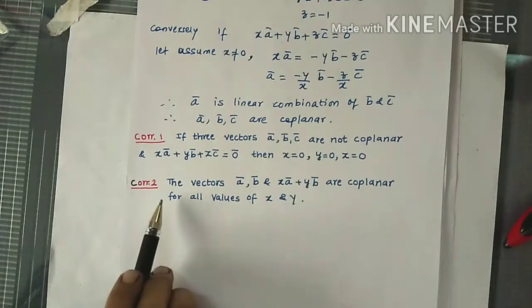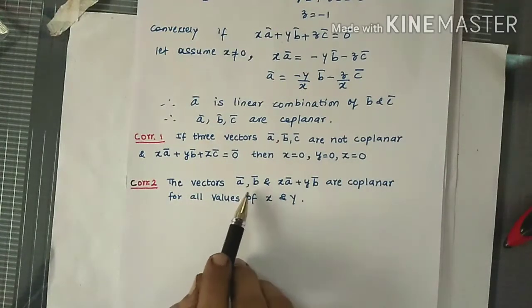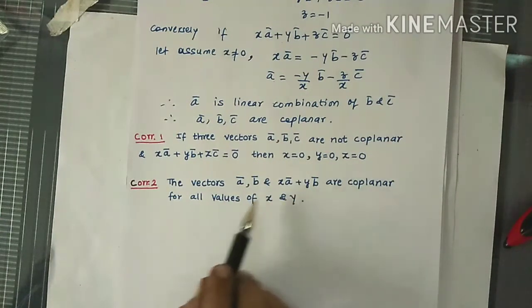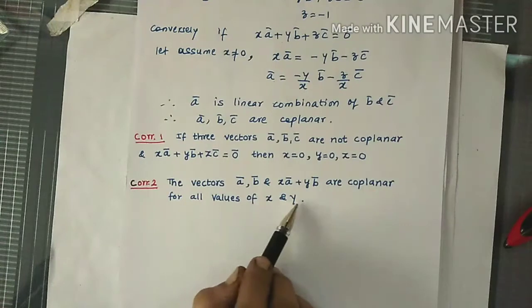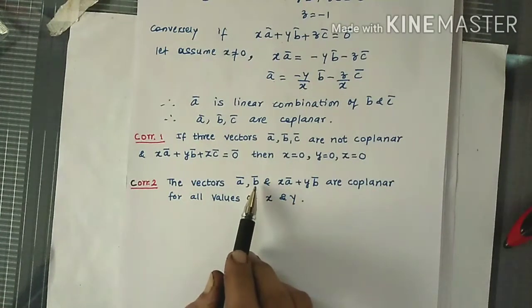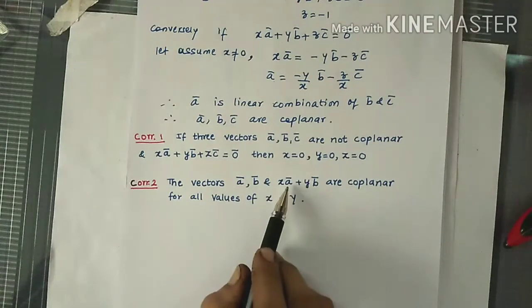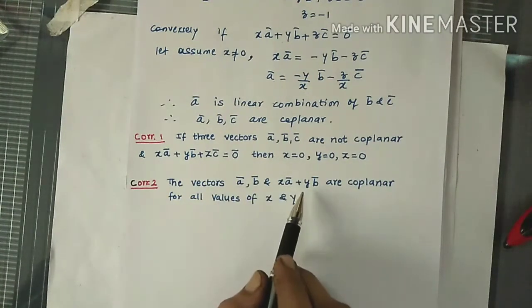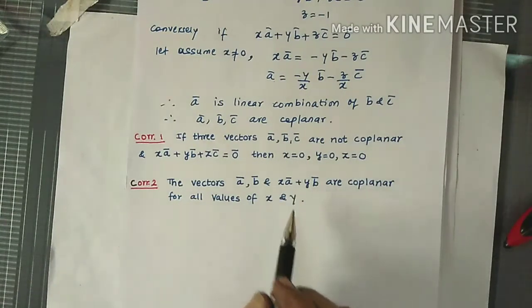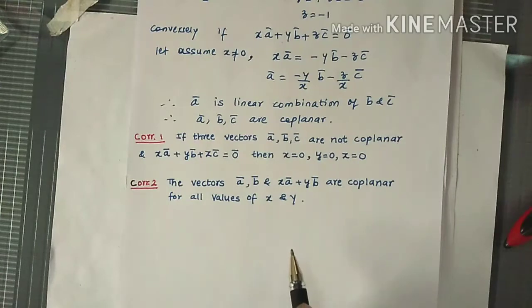Okay. The second corollary is that the vectors A bar, B bar and XA bar plus YB bar are coplanar for all values of X and Y. So if A bar and B bar lie in some plane, then XA bar also lies in the same plane and YB bar also lies in the same plane. Therefore their sum also lies in the same plane. Therefore these three vectors are always coplanar.